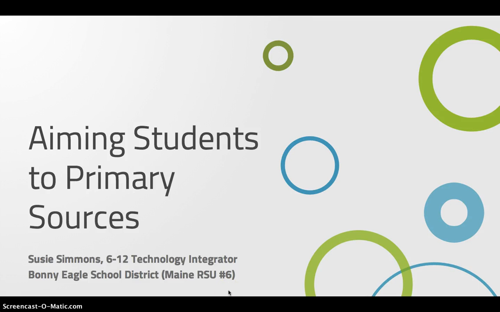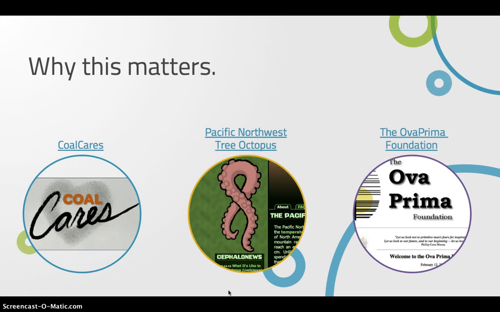Okay, so for this week's topic of the week, we're looking at guiding our students to primary resources. For our students in the one-to-one environment especially, this is a very important skill for them to have because there are so many resources out there online, and a lot of our students are having a hard time determining what resources are credible versus what ones are not. So why does this matter?